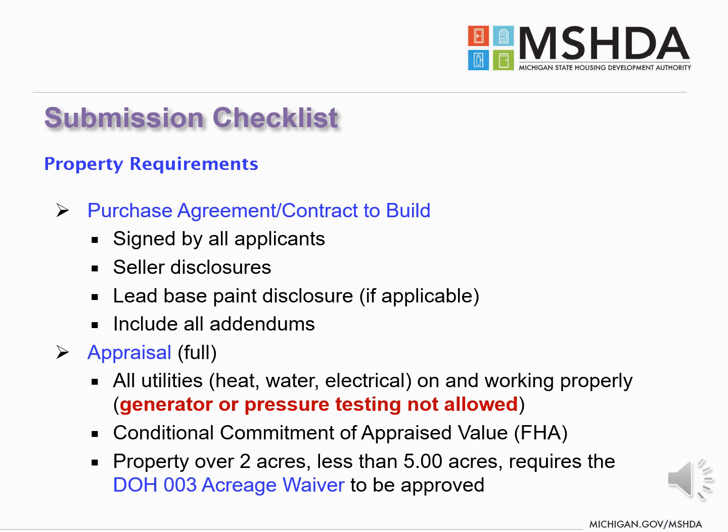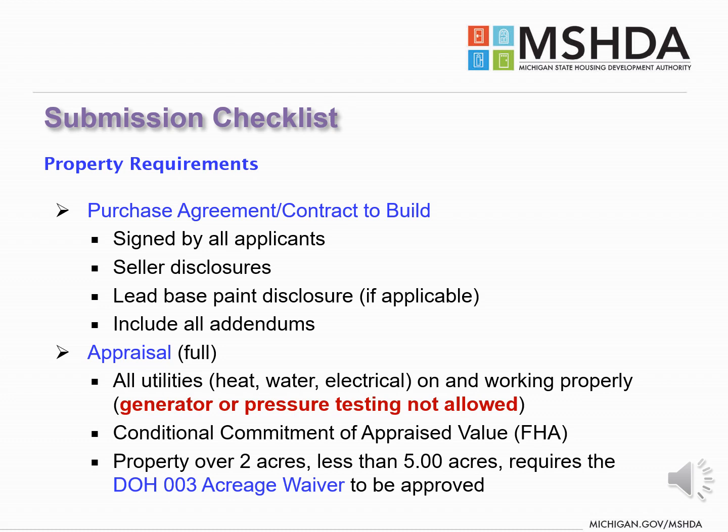MSHDA requires a full appraisal. All utilities, which include heat, water, and electrical, must be verified on and working properly. MSHDA does not allow generator or pressure testing. The signed conditional commitment of appraised value must be submitted with all FHA appraisals.